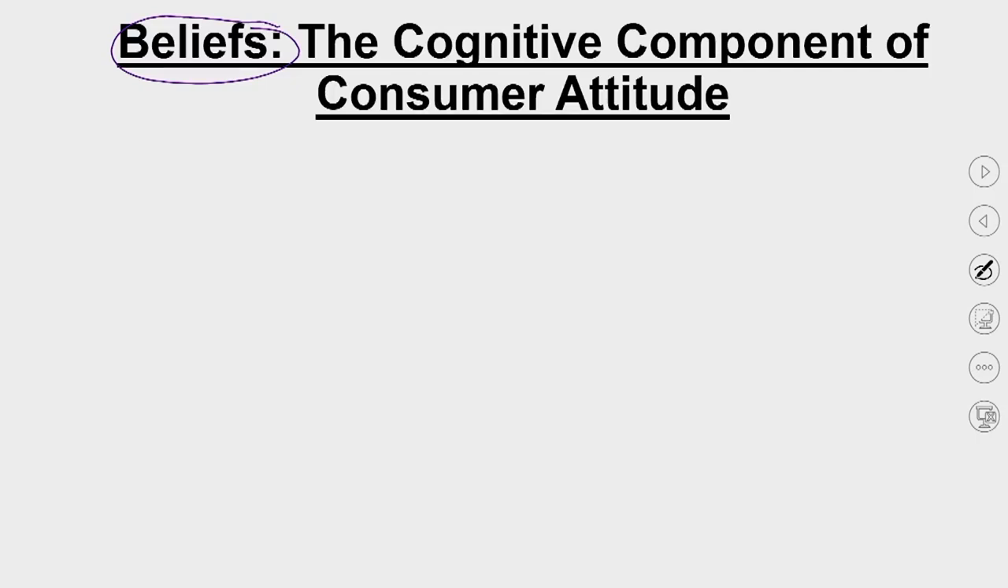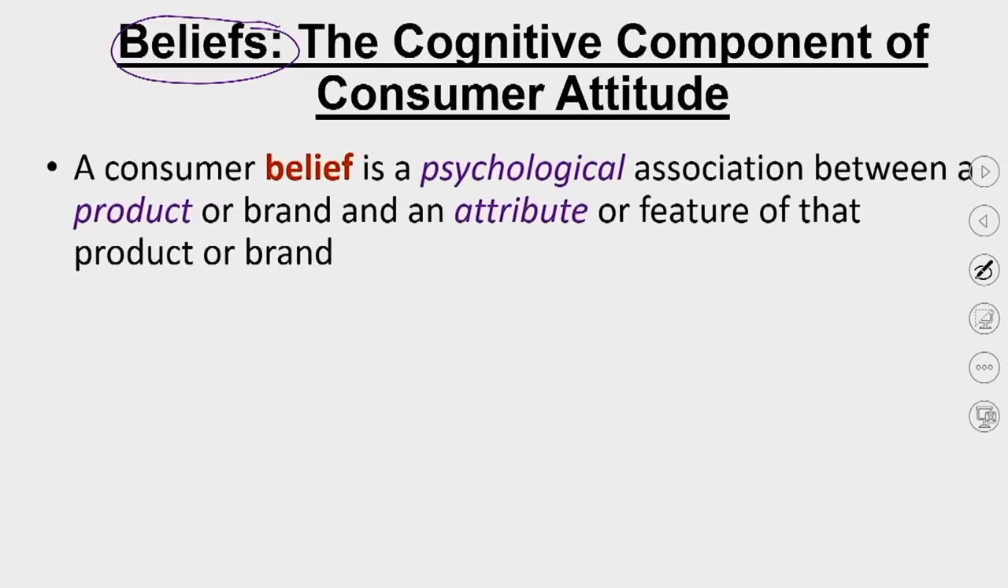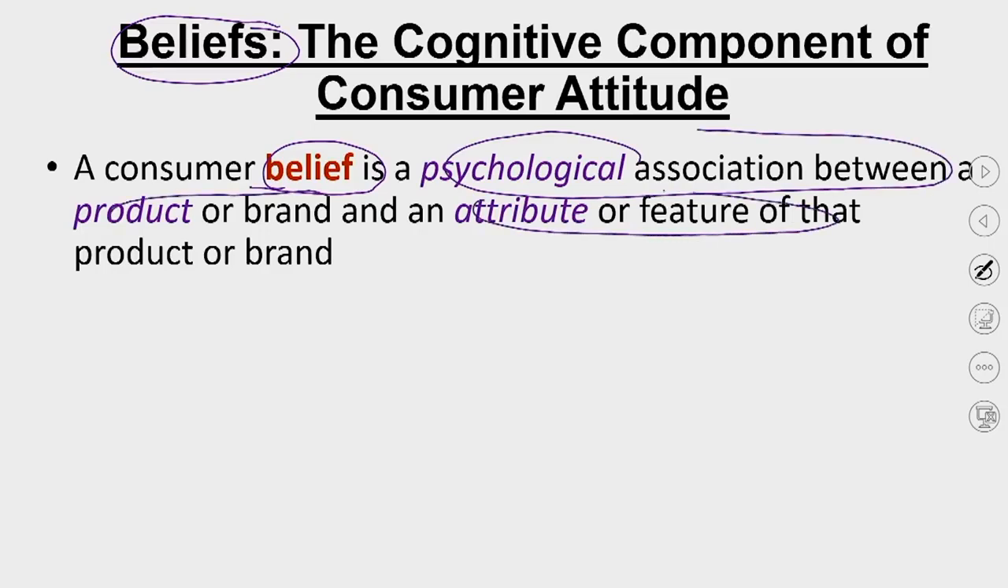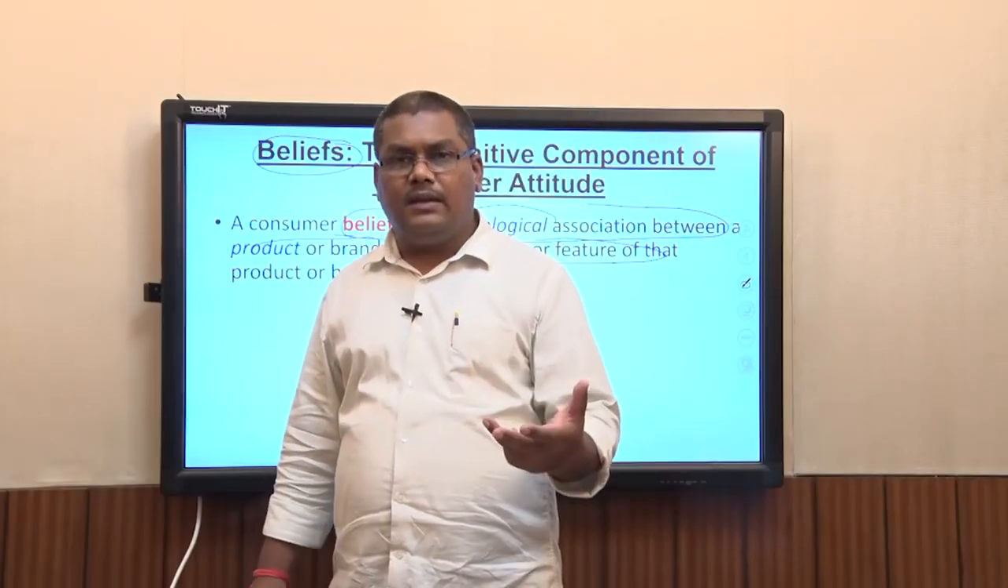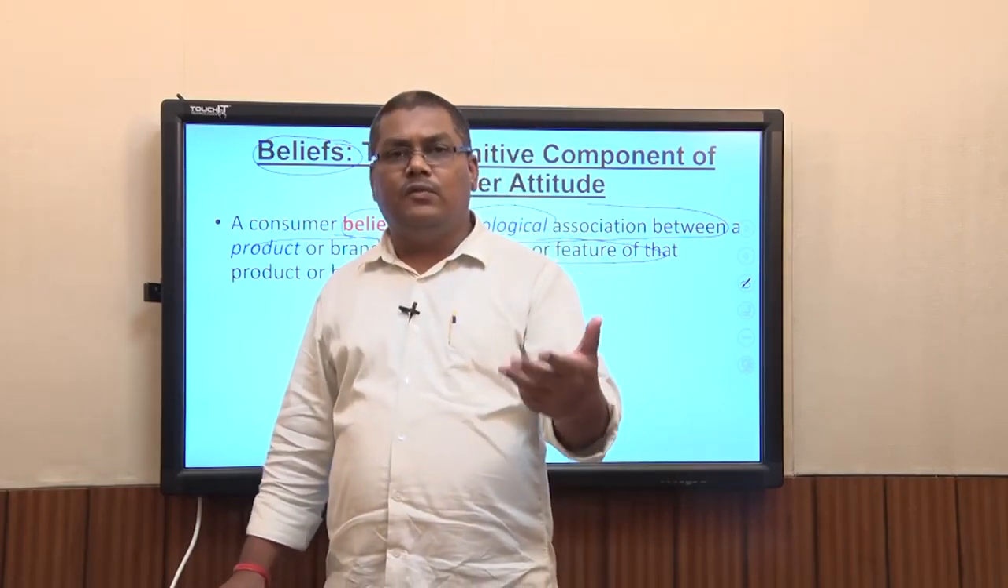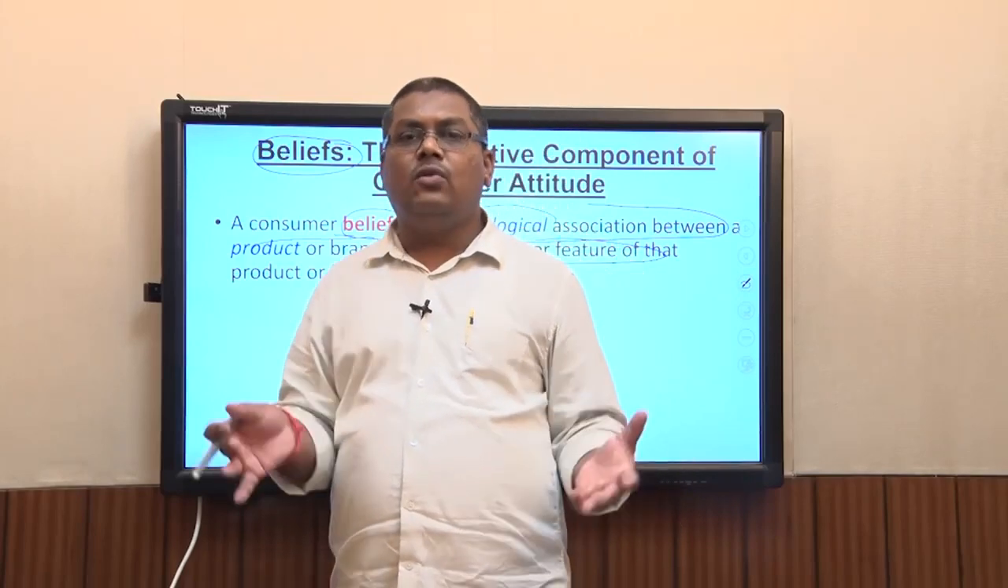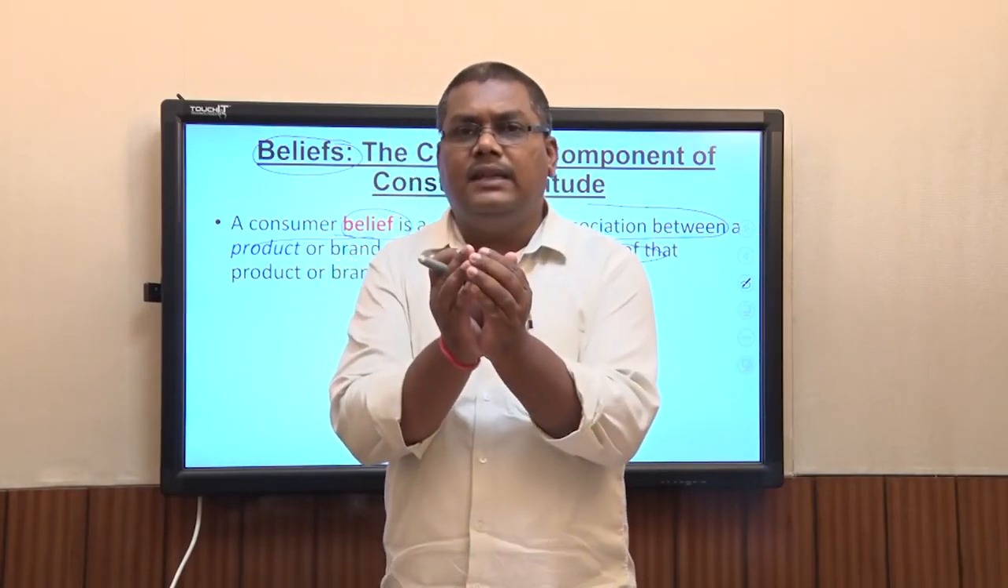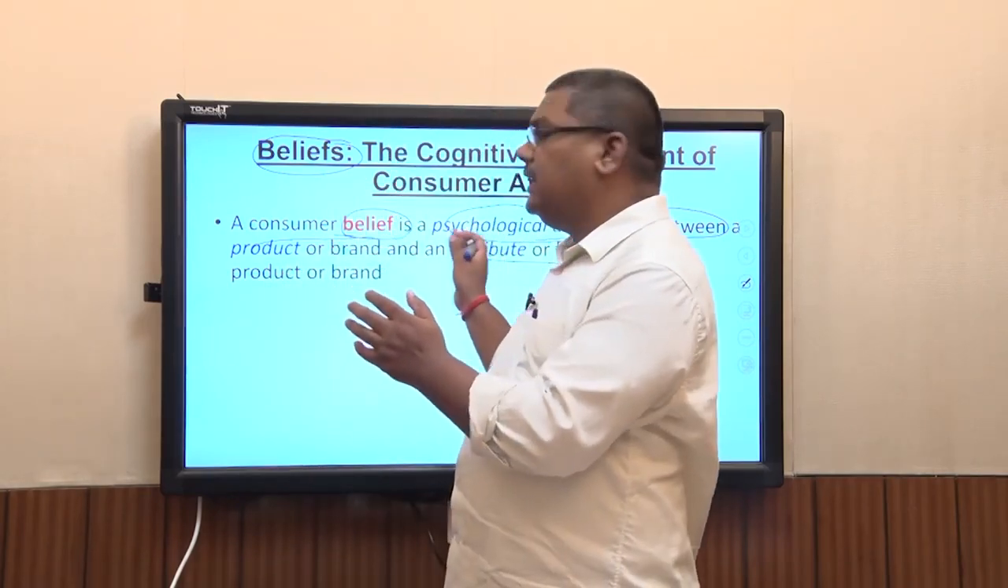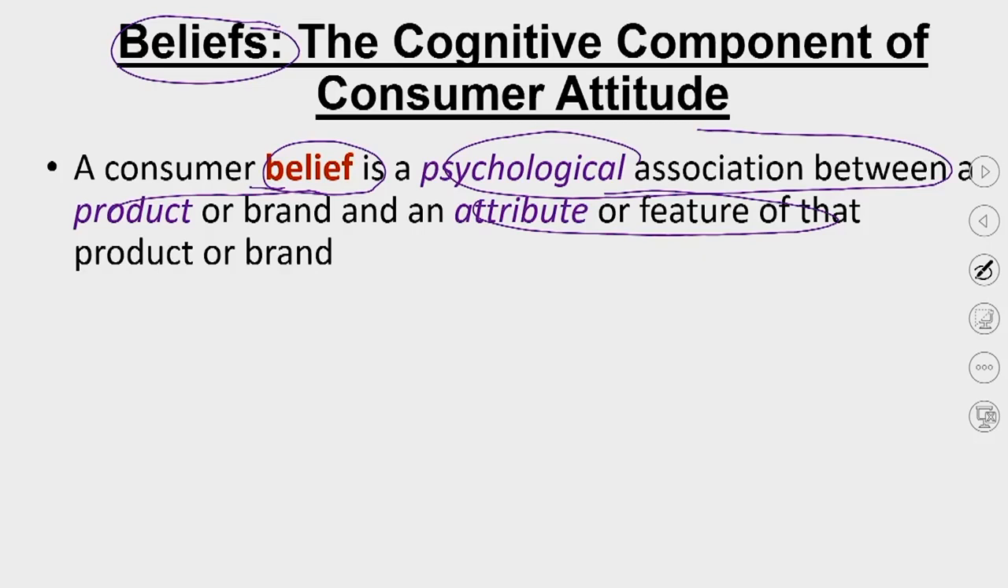And let's see what role this belief, this knowledge, plays in the behavior of the consumer, or consumer psychology. So a consumer belief, as I said, is a psychological association between a product and a brand and an attribute or feature that particular brand has. For example, Patanjali is a product and it is herbal, and because herbal products, Ayurvedic products, are good for use, good for health, Patanjali is a good company. So the attribute that Patanjali has is herbal, and the psychological association you have is this herbal nature, plus the belief that Ayurvedic products are good for health.